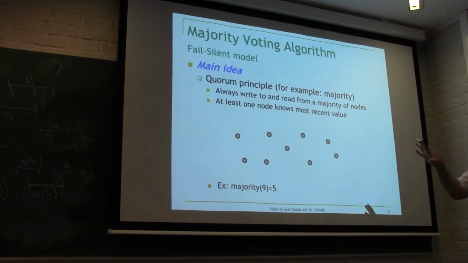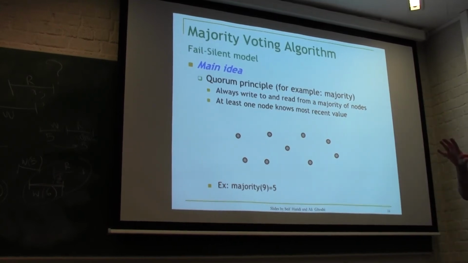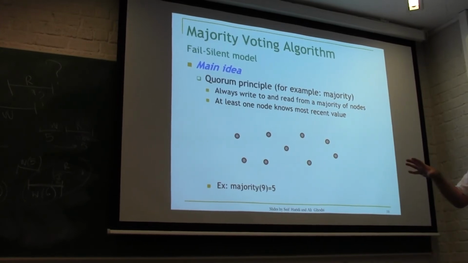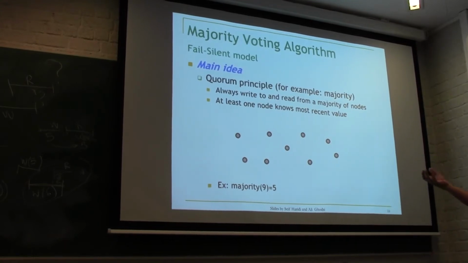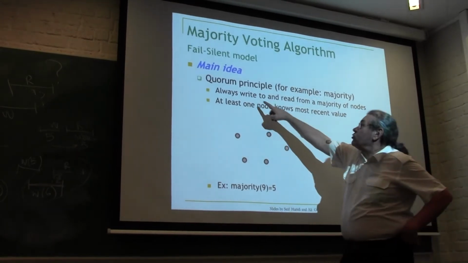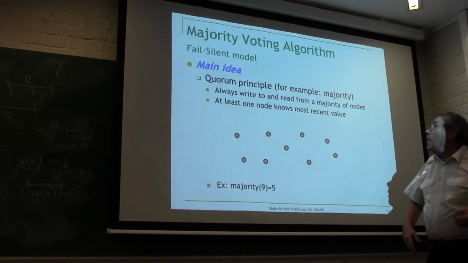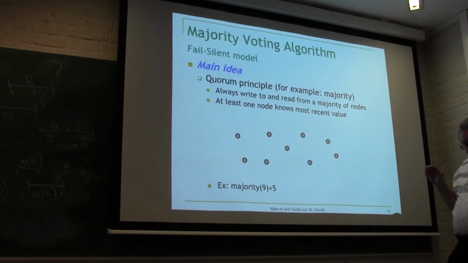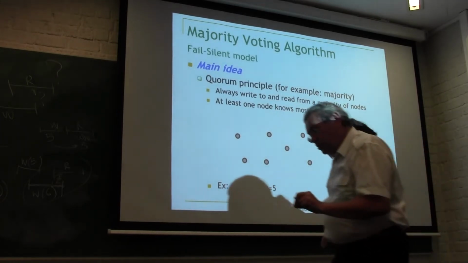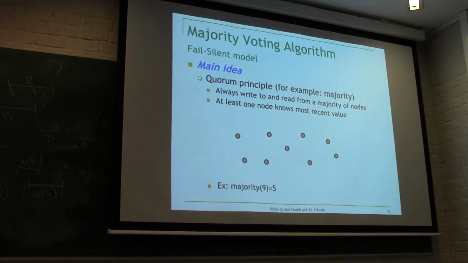Remember, if you have two majorities in a set of nodes, two sets which each have more than half of the number of elements, then they must have a non-empty intersection. It's clear, huh? So the idea is very simple. You will always write to a majority, and you will read from a majority. And if you do that, there will always be one node which has seen the most recent write, because there's a non-empty intersection. You see the trick? It's nice, huh?